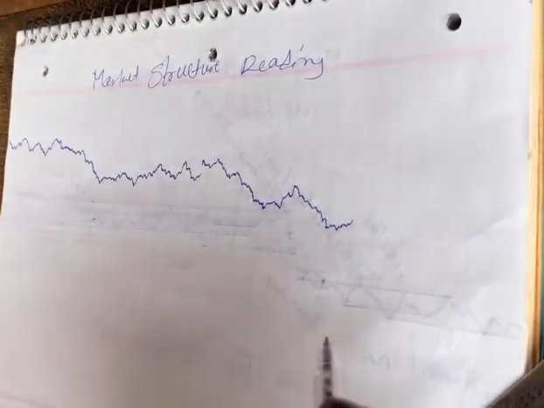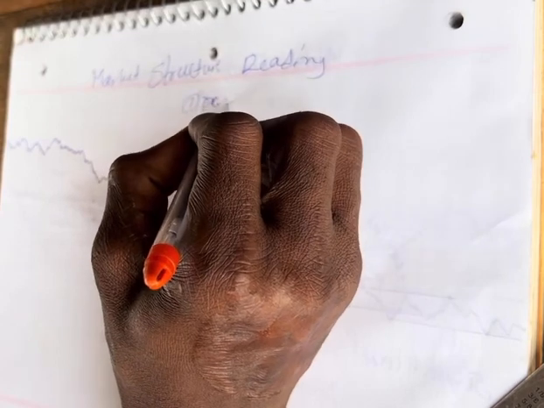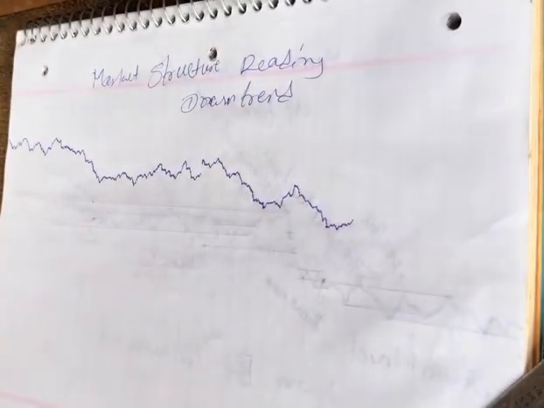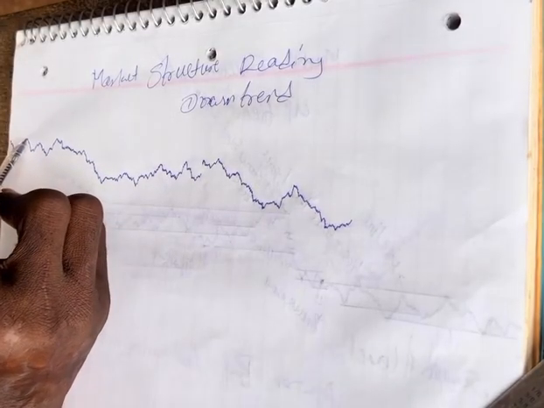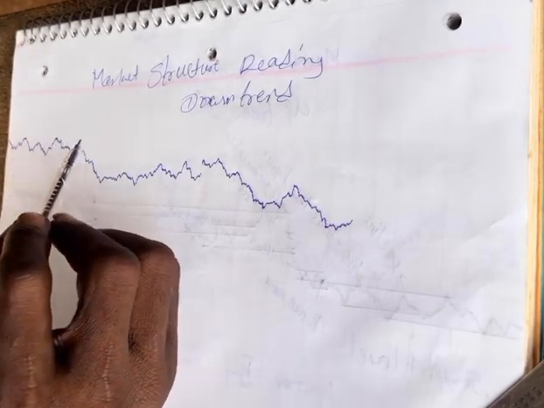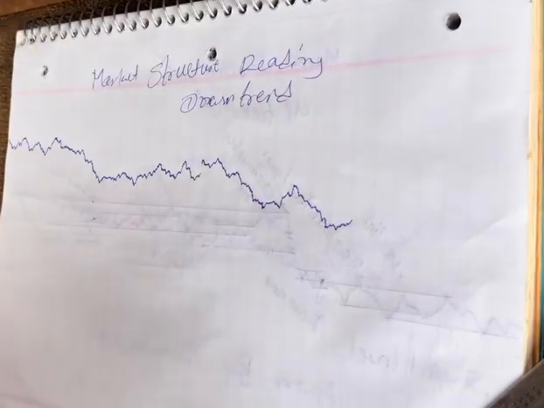Market structure reading. This is a clear downtrend. So first of all, before we place an indicator on this chart, we're going to be looking into the market structure. First, we have this high here, and we have the second high here, which is known as an equal double top on the chart. So we all know what a double top is.